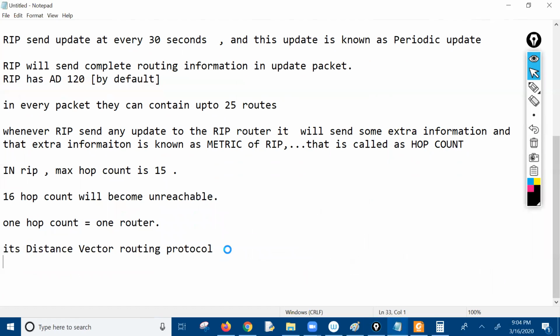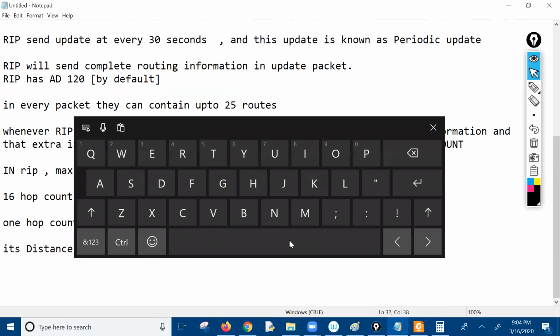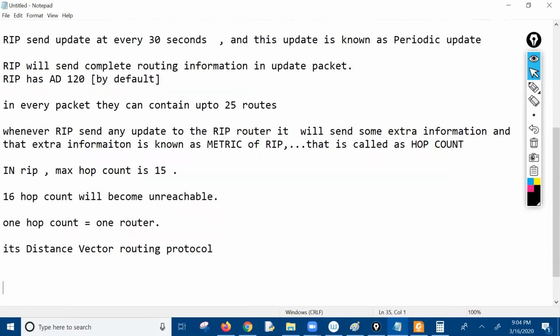Okay, the next thing we have. Anything else in the theory part? Okay, it prevents loops. It uses split horizon to prevent loops.